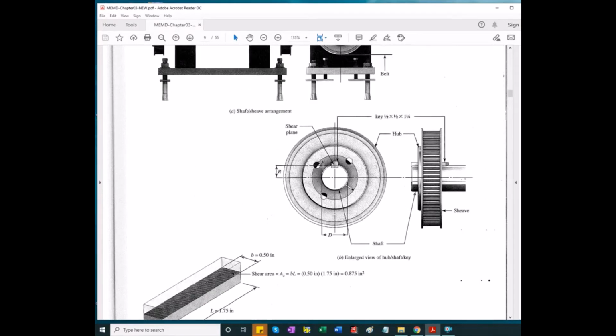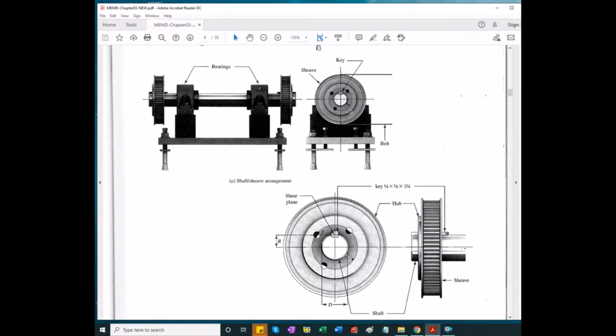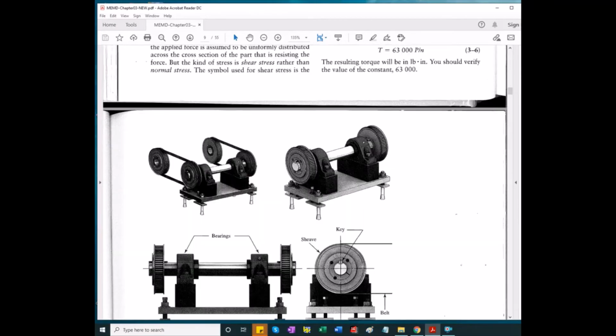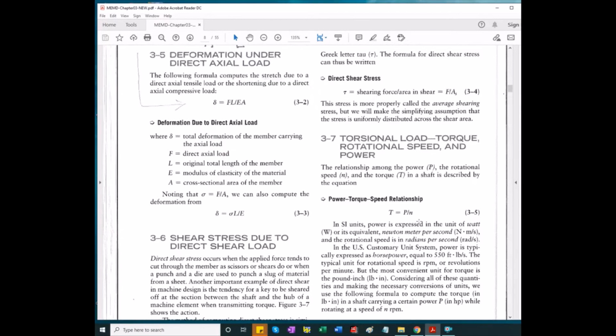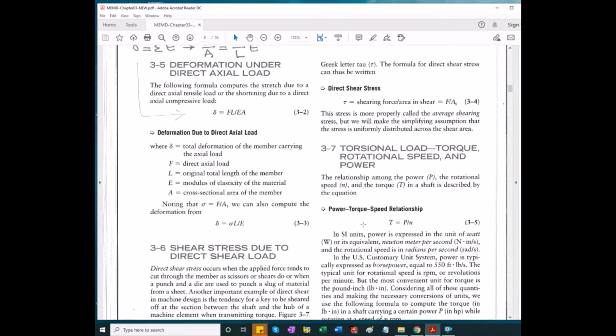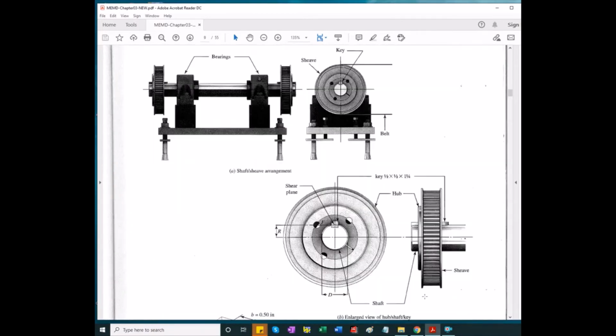We can calculate the force by knowing the torque transmitted, something that should come from earlier analysis. Torque transmitted is force times radius of the shaft, or inner radius, or the bore on the hub, and we calculate this way the shear stress.